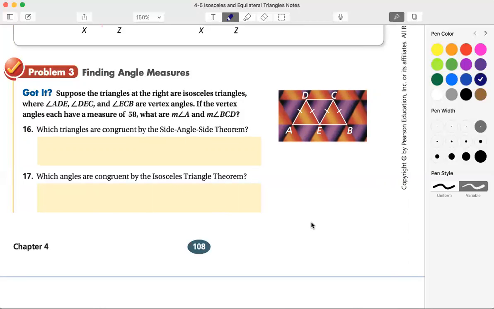All right, so we're marked here. We know vertex angles. So this must be congruent to this. This must be congruent to this, and this must be congruent to this. So we have some ASA situations here. All three of these must be congruent triangles. Which triangles are congruent by side angle side, or ASA? Anything actually works in this one. So we have triangle ADE is congruent to triangle DEC, which is also congruent to triangle ECB. Then the base angles must be congruent, right? Which angles are congruent by the isosceles triangle theorem? Angle A must be congruent to angle DEA, which is congruent to angle EDC, which is congruent to angle CEB, which is congruent to angle B.